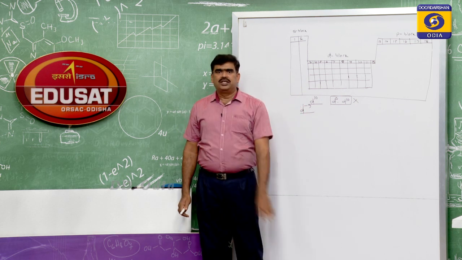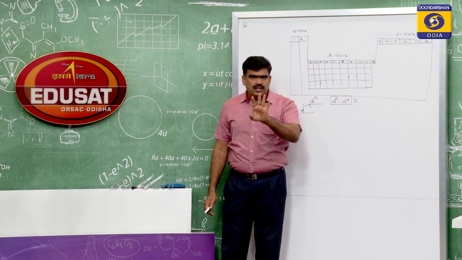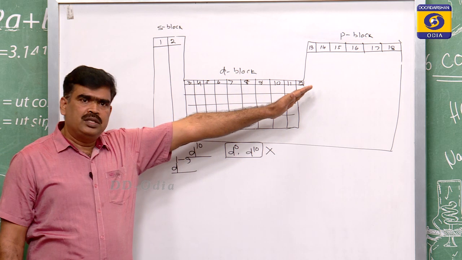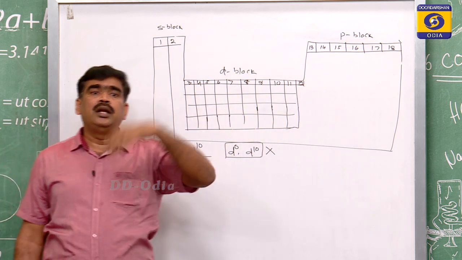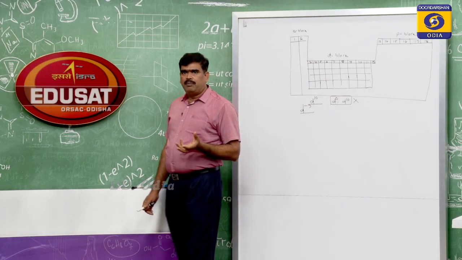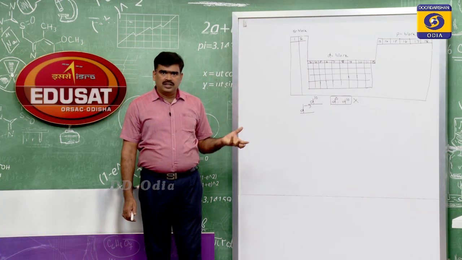So these are the 3 reasons why they are called transition elements. Number 1, properties are intermediate between S block and P block elements. Number 2, their valency shell and nearest inner shell are both incomplete, and they have partially filled d orbitals.